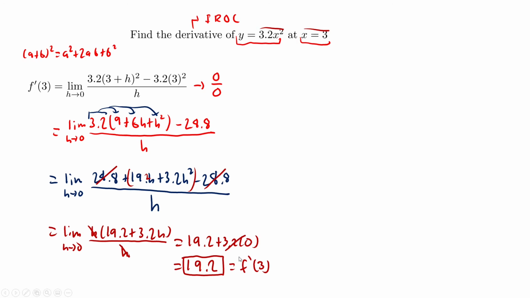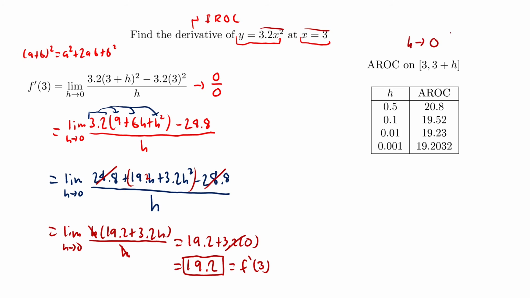So just as a reminder from last time, when we found the average rate of change of this function from 3 to 3 plus h, and we chose increasingly smaller and smaller h's, we got the following graph. So at 0.5 we would get 20.8, and as we proceeded down here, we'd actually get closer to 19.2. But notice that these were all approximations, and the 19.2 here is actually an exact answer, which is really nice. This gives us an algebraic exact answer for the instantaneous rate of change at that point.